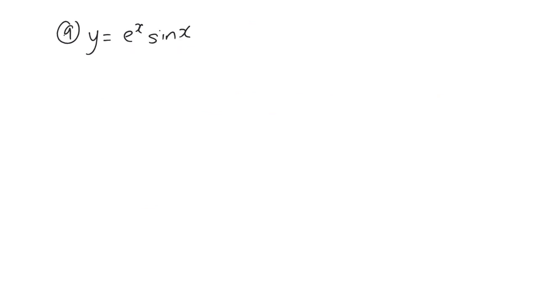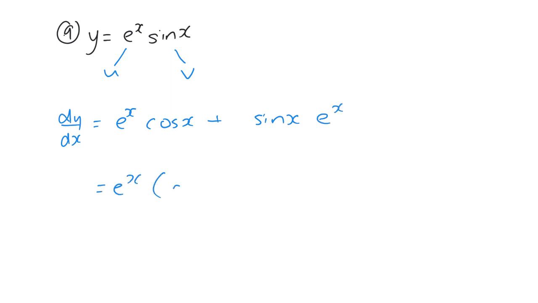Okay, so these questions again can bring in other things that you're supposed to be able to differentiate, like e to the x. y equals e to the x sine x. And again, this is a product. So that's our u and our v. So e to the x times differentiate sine, and we get cos, plus sine x times the differential of e to the x, which is just e to the x. And the only thing I would do to tidy that up is take the e to the x out. And we're left with cos x plus sine x in the bracket.